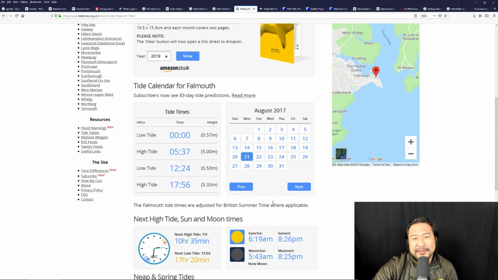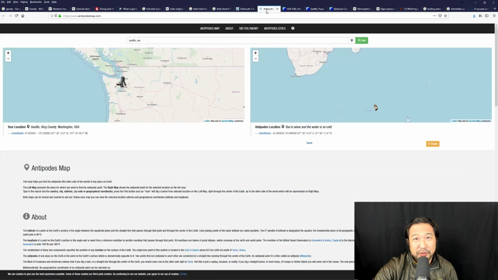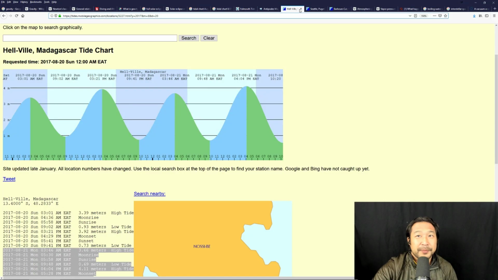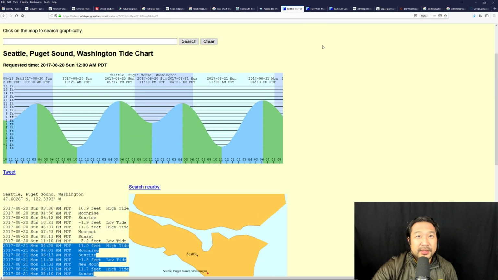It's not a good test, but I'll move it towards Seattle, Washington, and the antipode, there's an antipodes map. So if you're in Seattle, Washington, the exact opposite side of the globe is supposedly somewhere near South Africa and Madagascar. There are islands there, but I doubt there are tide charts there. So let's go to Seattle, Puget Sound. That was from there, right?